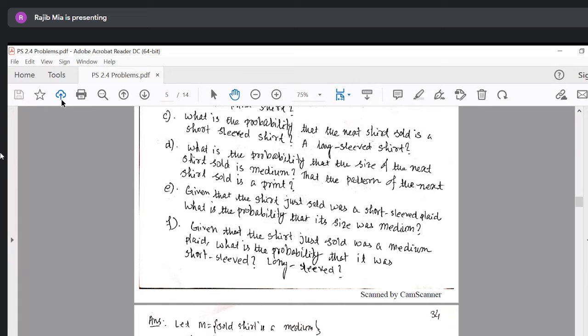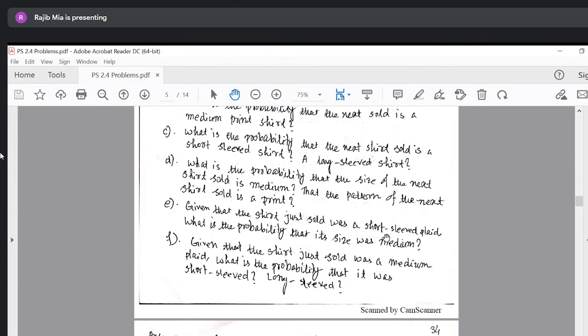Next part E. Given that the shirt just sold was a short sleeve plaid shirt, what is the probability that its size was medium? 0.08. No. I think many of you are making this mistake commonly. Actually, you are finding the intersection.